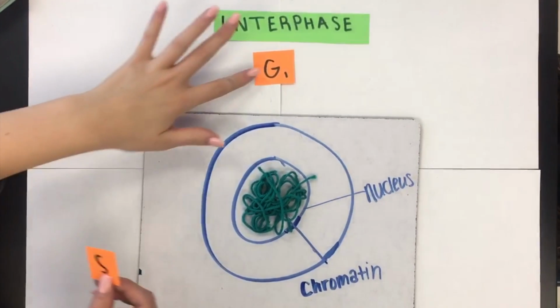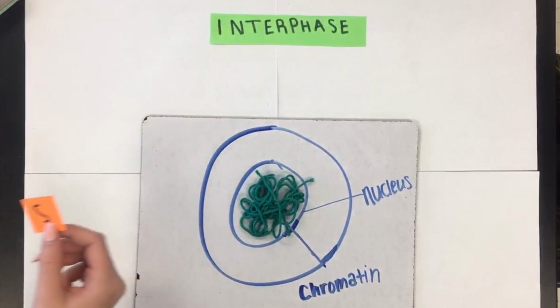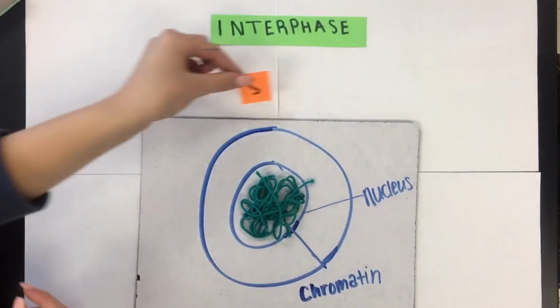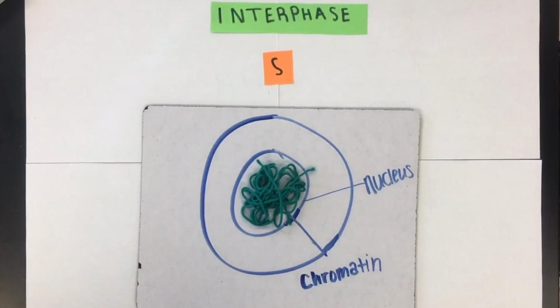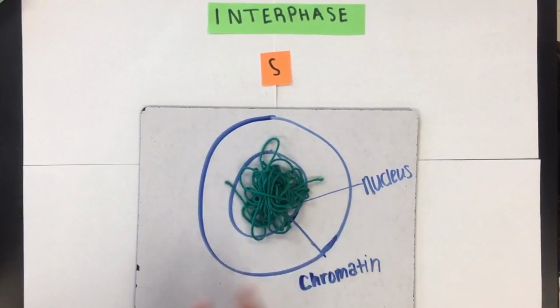The next stage of interphase is called the S stage. The S stands for synthesis. In the S stage, the cell grows and DNA is replicated, therefore the chromatin doubles.